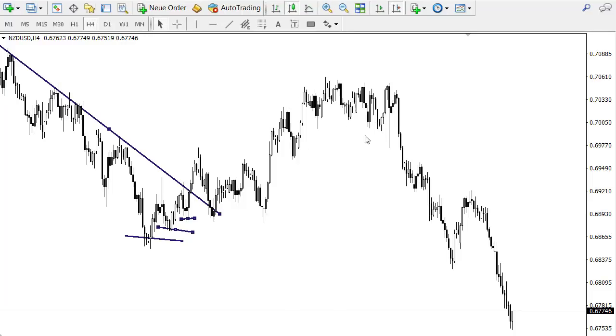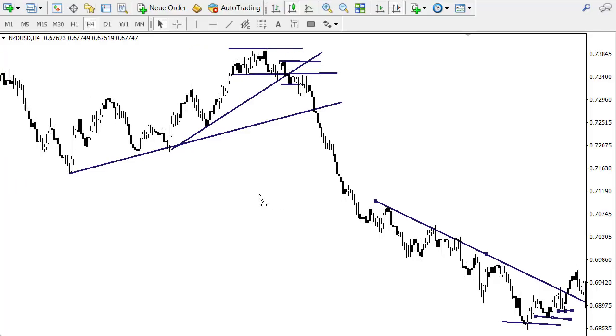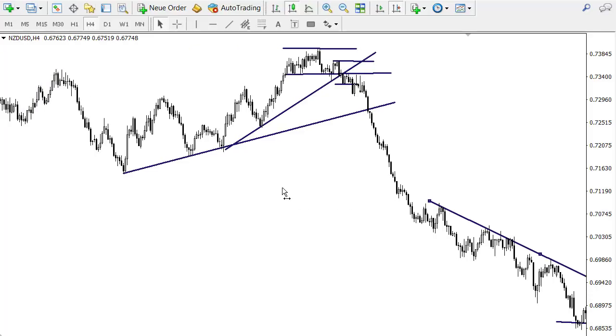And then we have another pattern here, which we will cover in the next few videos, where we look at pattern trading.